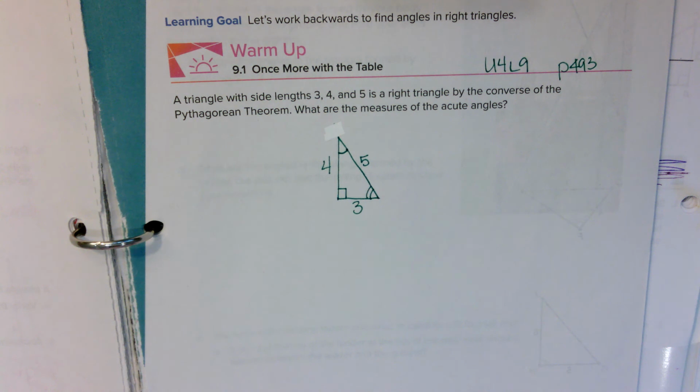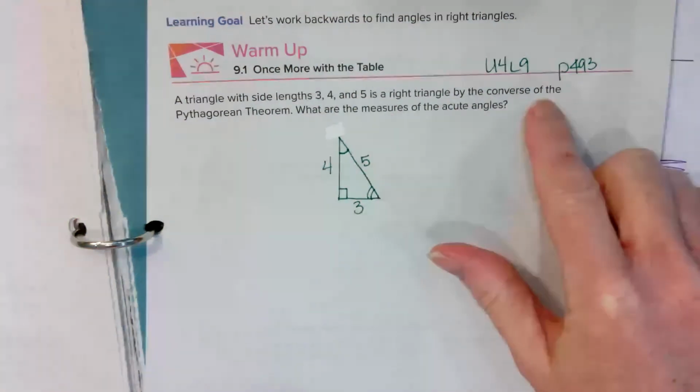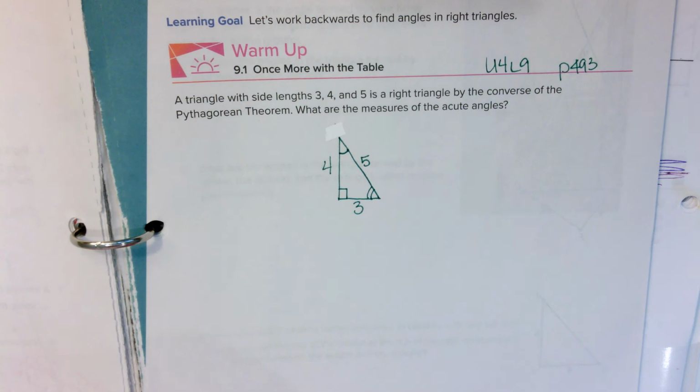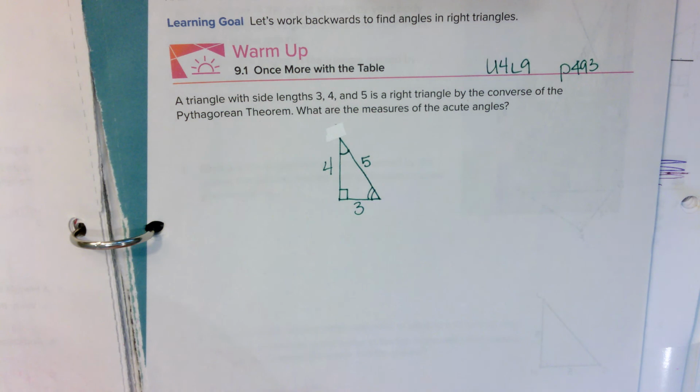Geometry. This is Unit 4, Lesson 9 on page 493 of our workbooks. It says a triangle with side lengths 3, 4, and 5 is a right triangle by the converse of the Pythagorean theorem. That means 3 squared plus 4 squared does indeed equal 5 squared. So what are the measures of the acute angles?